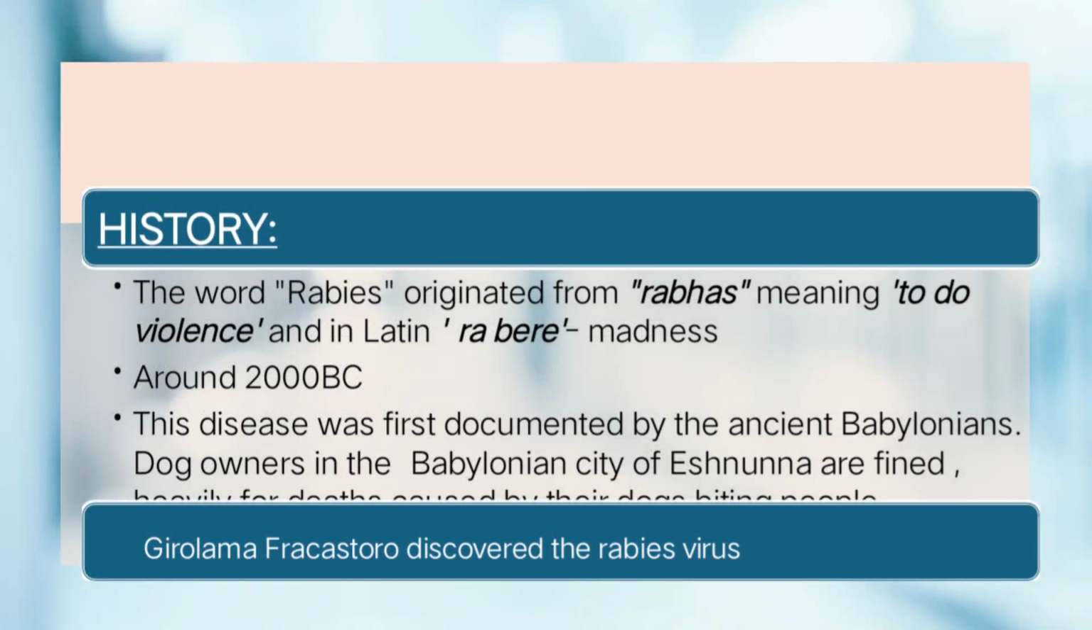Next, talking about the history of rabies. This disease was first reported around 2000 BC and documented by the ancient Babylonians, when dog owners in the Babylonian city of Eshnunna were fined heavily for deaths caused by their dogs biting people. This virus was first discovered by the scientist Girolamo Fracastoro. The word rabies originated from rabas, which means to do violence, and is derived from the Latin word rabere, meaning madness.